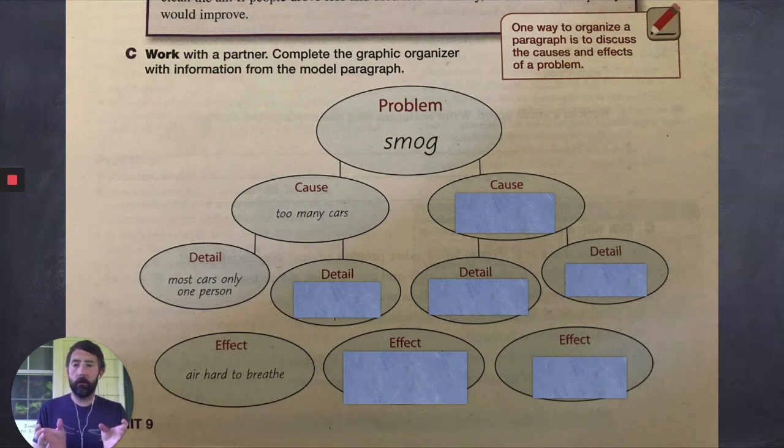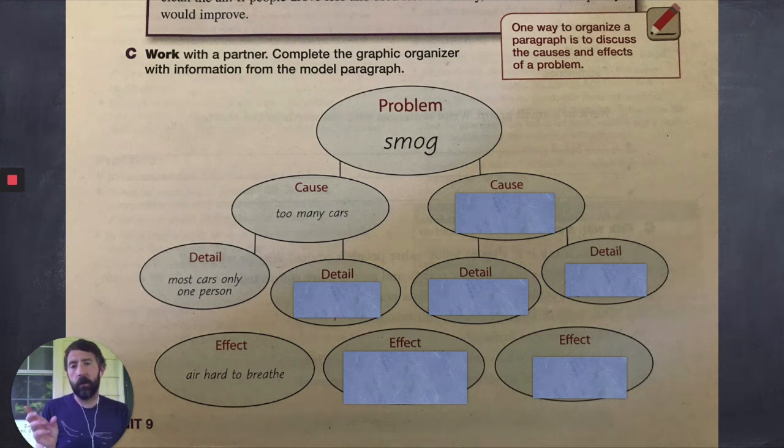So our big problem, as I already told you, is smog. And if you look back in the paragraph, in the second sentence, it says one cause is that there are too many cars on the roads and highways. So the first cause they give you is too many cars. And what's one detail about too many cars? Most cars only have one person.